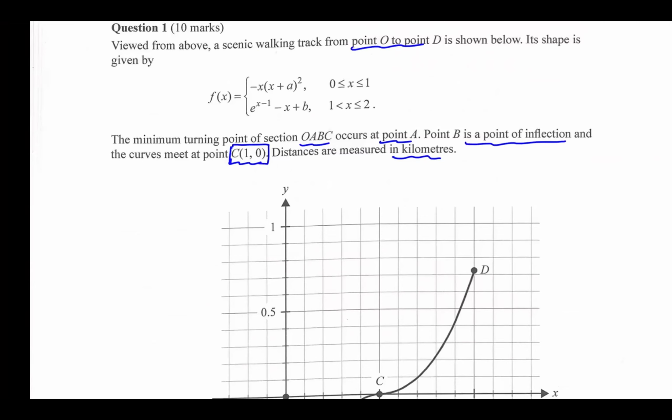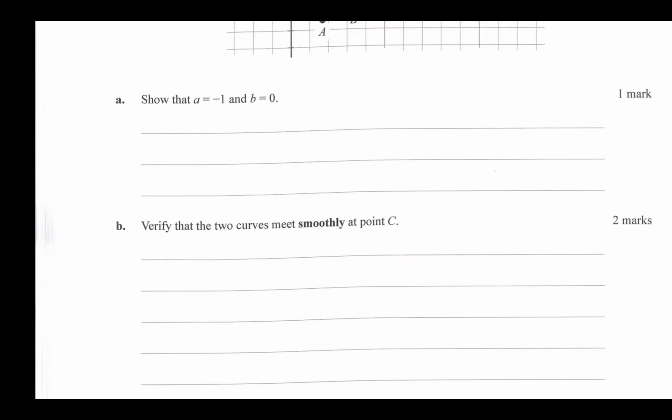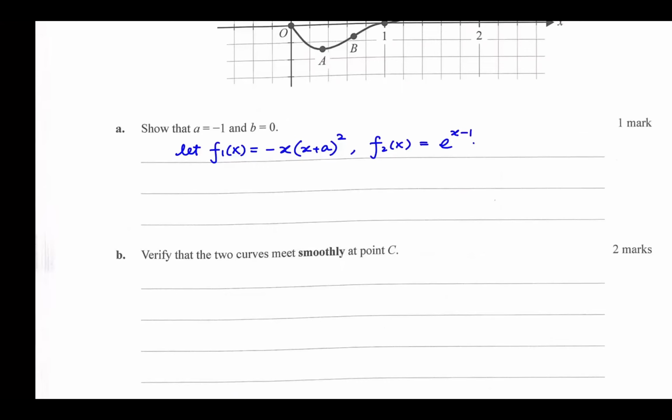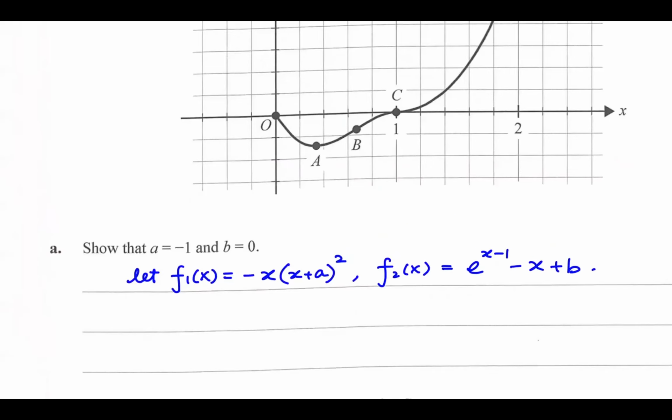So basically, we should try. Let f1 of x equal -x, x plus a squared. f2 of x equals e to the power x minus 1, minus x plus b, okay? Okay, so we have a common point. This is a discontinuous, this is a continuous point.